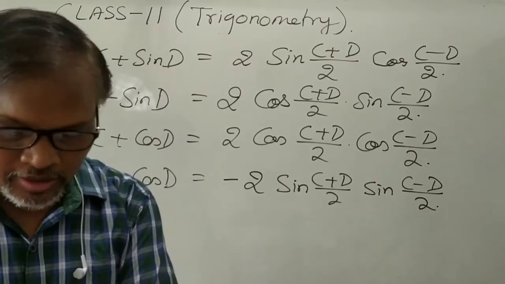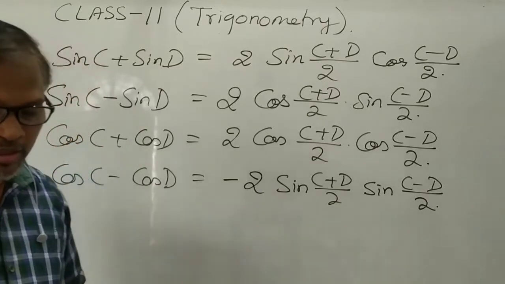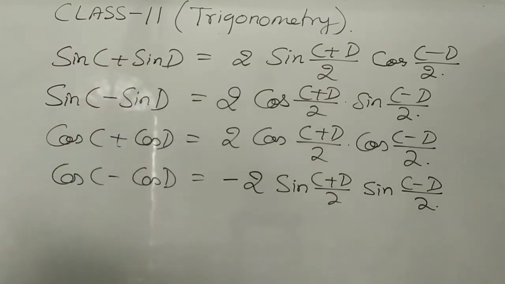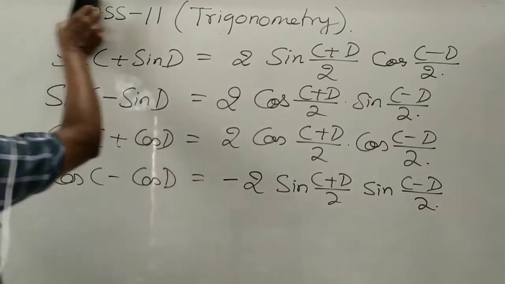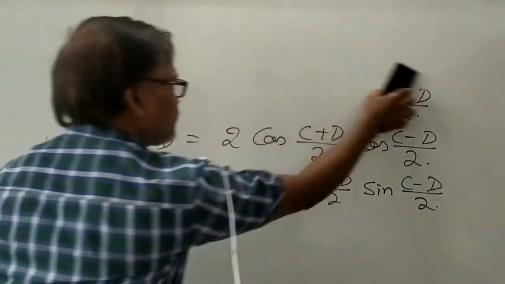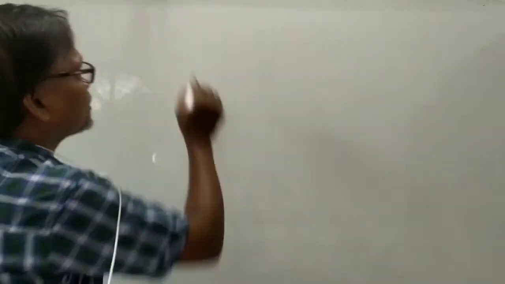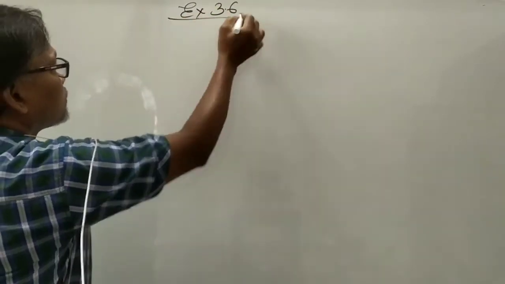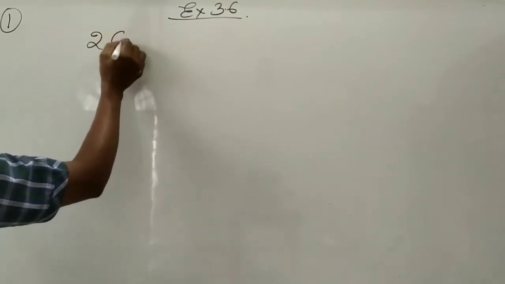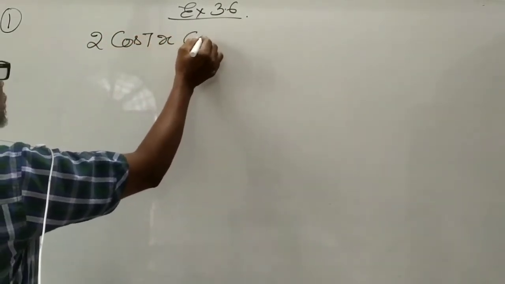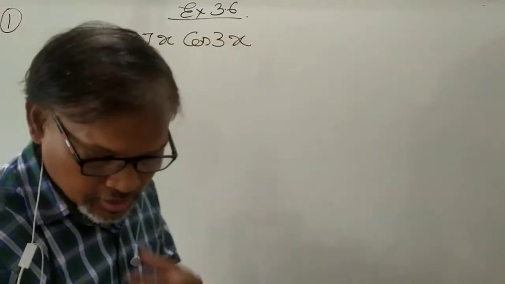3.6. You will have the exercise 3.6 and these 8 formulae, and the previous formulae also you will use in this. Now some questions based on these formulae, like first question, convert 2 cos 7x cos 3x in sum or difference.